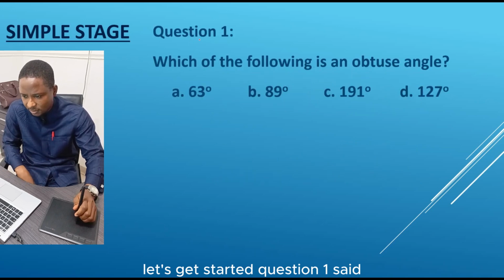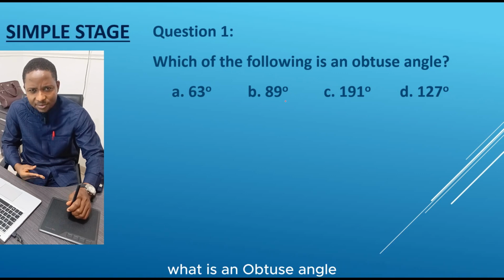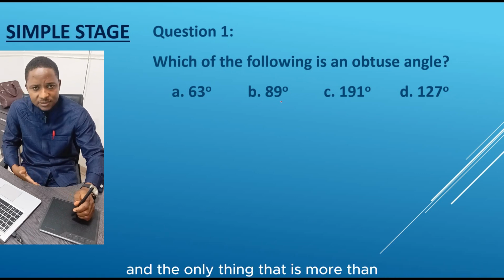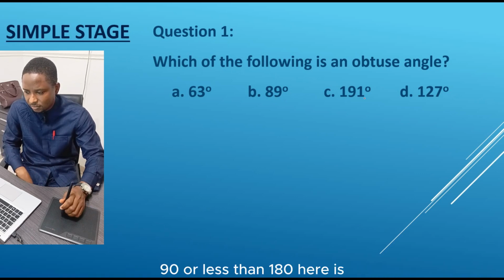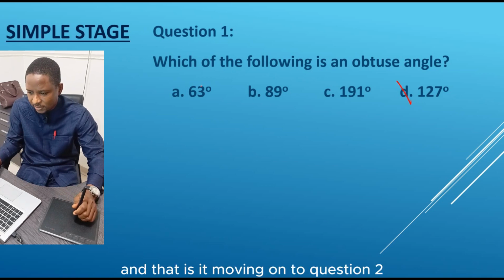Question 1 said, which of the following is an obtuse angle? What is an obtuse angle? An angle that is more than 90 but less than 180. And the only thing that is more than 90 but less than 180 here is D, 127. And that is it.